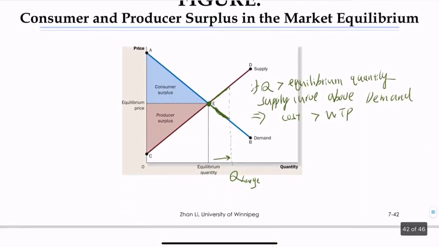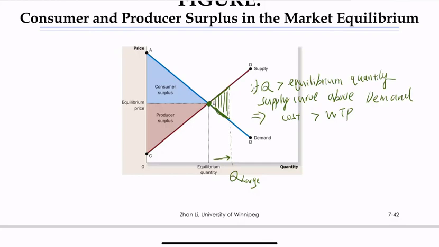Here, if cost is larger than willingness to pay, this implies that for this little triangle, consumer surplus is, for this little triangle, total surplus is actually negative. So this implies market will become less efficient if we increase the quantity from the equilibrium quantity to a larger quantity.